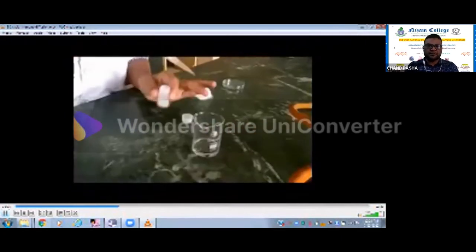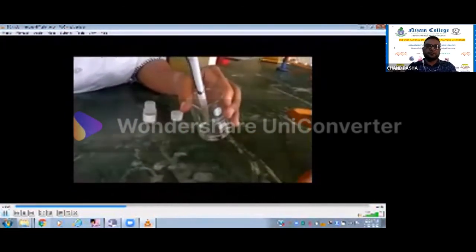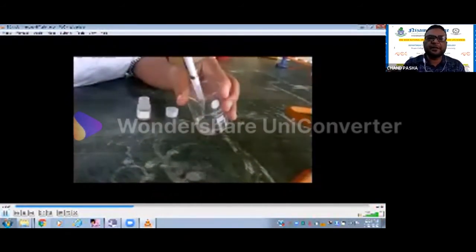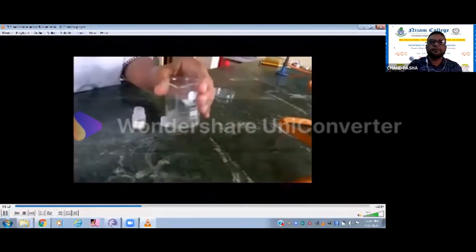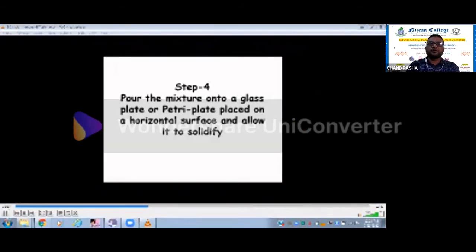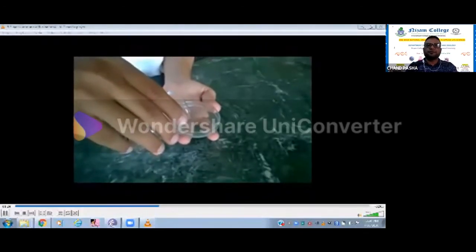Otherwise, as I told you in the earlier case, you can add the patient collected serum also. This is the sample one which has come in the kit. Then mix it thoroughly. Then pour this mixture onto the glass plate or petri plate by keeping it in a horizontal position.